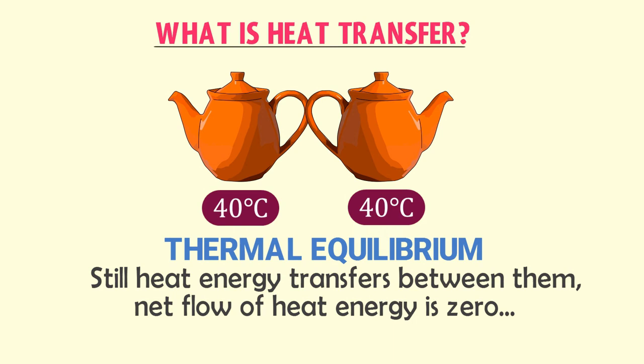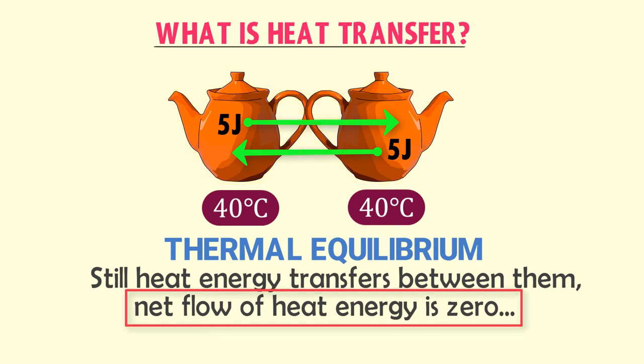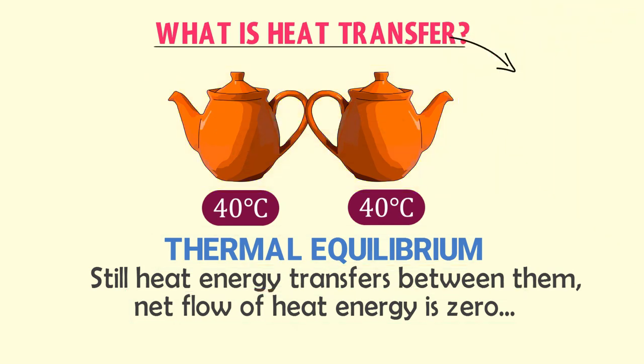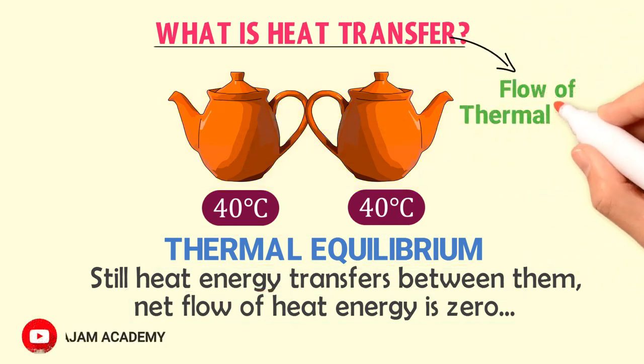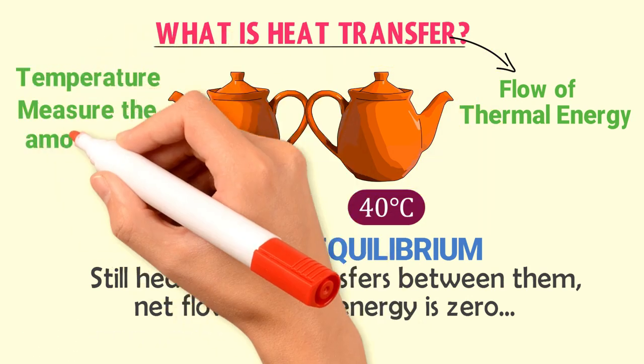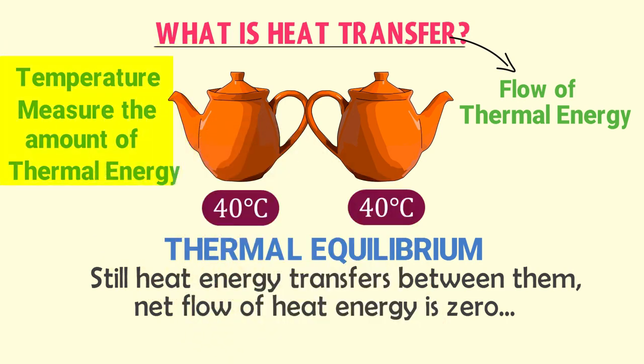For instance, if 5 joules of heat energy or thermal energy flows from this object to this object, then 5 joules of heat energy flows from this object to this object. Thus, the net flow of heat or thermal energy is zero, and both objects are in thermal equilibrium. Therefore, remember that heat transfer is the flow of thermal or heat energy between two objects, while temperature only measures the amount of heat energy possessed by an object.